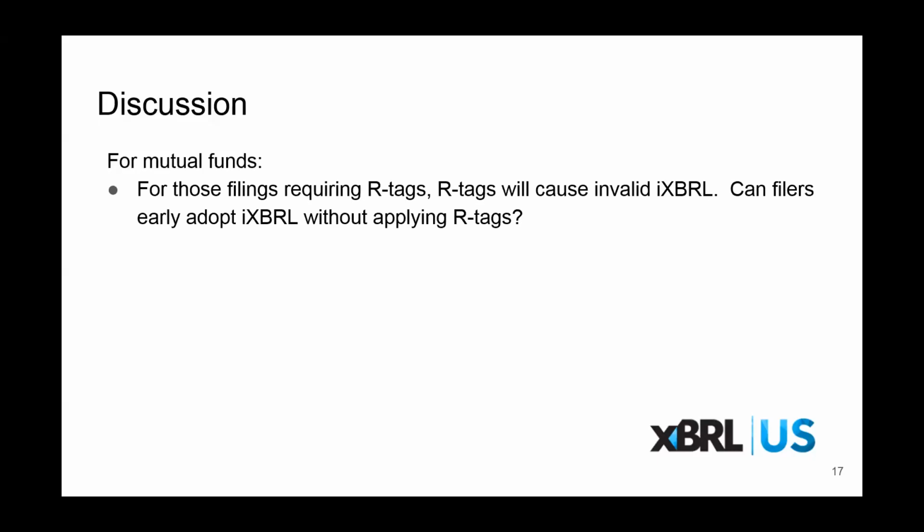So can filers early adopt inline without applying the R tag? Yes, you can, and you should. Please skip the redlining and just submit the inline XBRL filing as you want it to be. It will be disseminated, no problem. And when there's an Edgar feature to support the R tag, great. But until then, you can submit it without it.